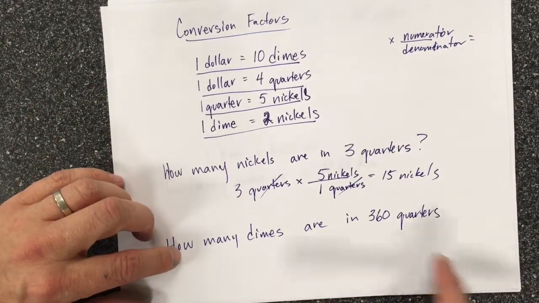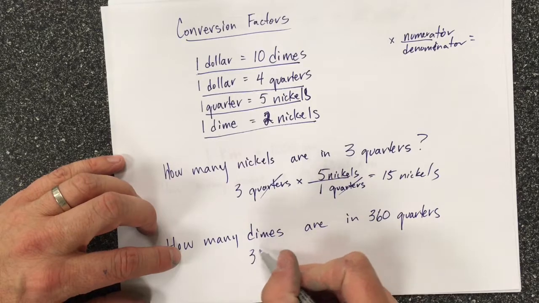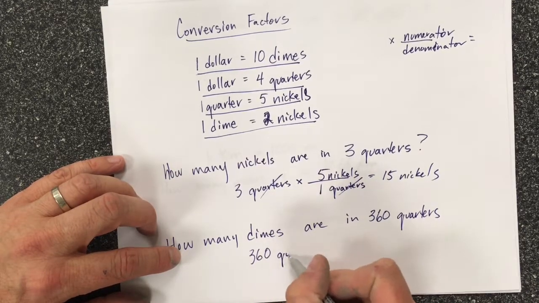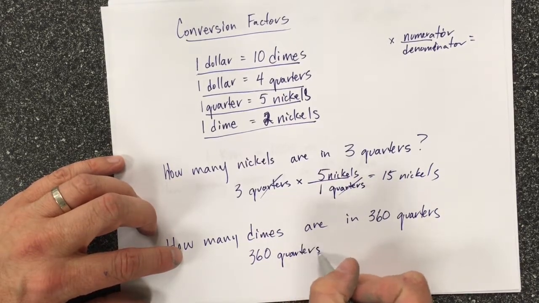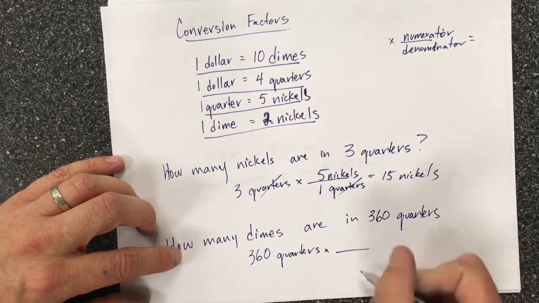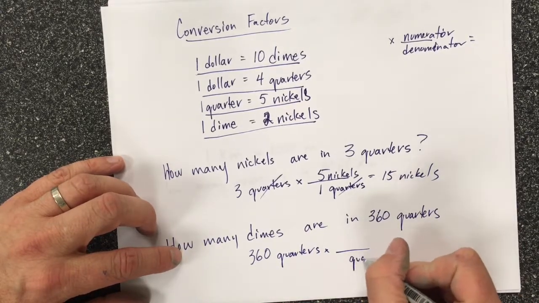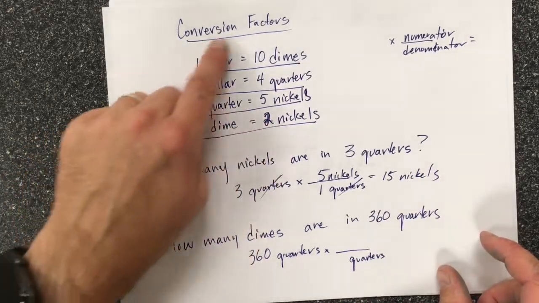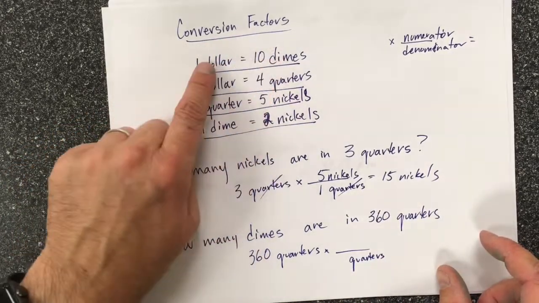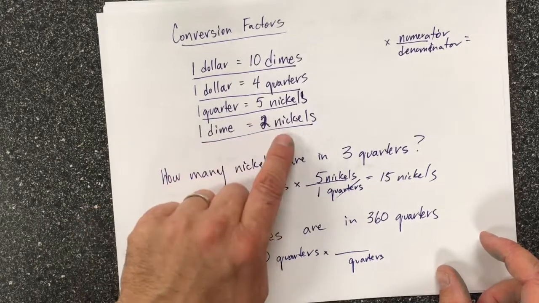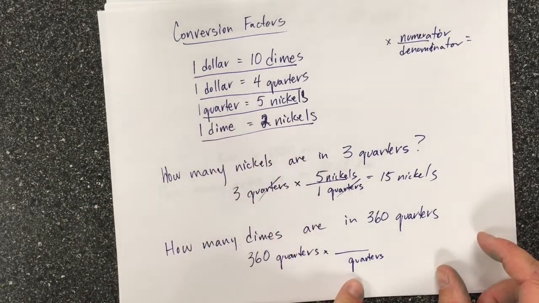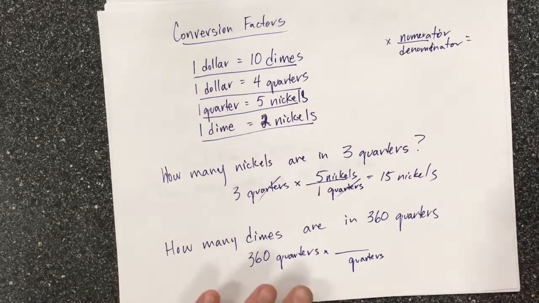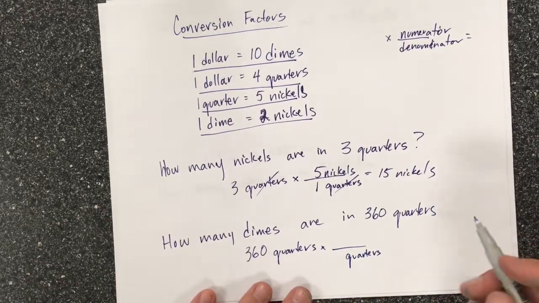Here it says, how many dimes are in 360 quarters? Well, I've got 360 quarters. I want to get rid of quarters, and I want to be left with dimes. But over here, I have dimes and dollars, I have dimes and nickels, but I don't have dimes and quarters. So you could probably do this math without doing it this way, but it'll work.